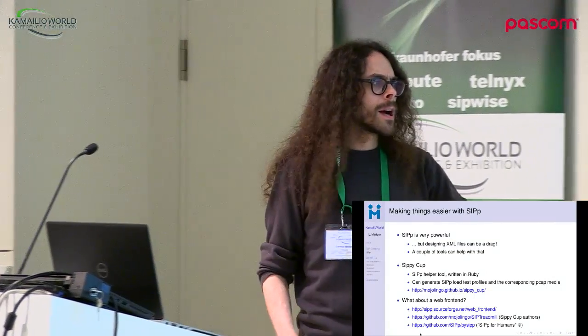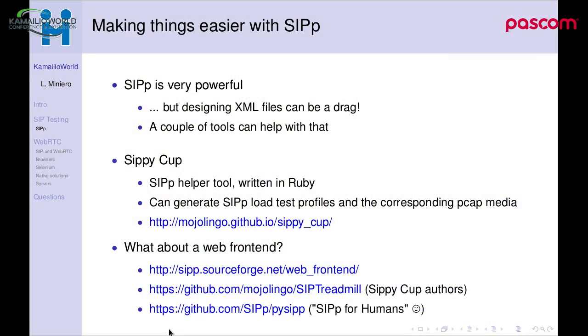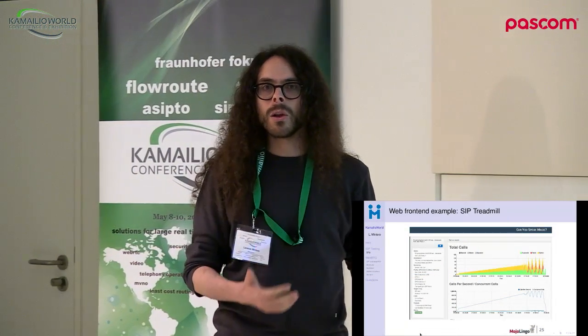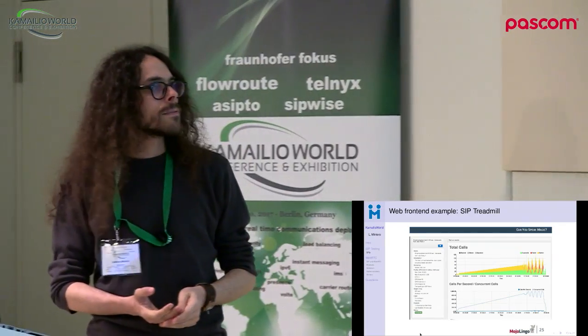And of course, SIPp Pickup and other tools also provide some web front ends to make things easier, also in terms of how to handle the amount of information that you get out of all these testing campaigns. For instance, the Mojolingo authors have a tool that allows you to summarize all the results of a testing campaign, so that you can then evaluate them for your own needs.